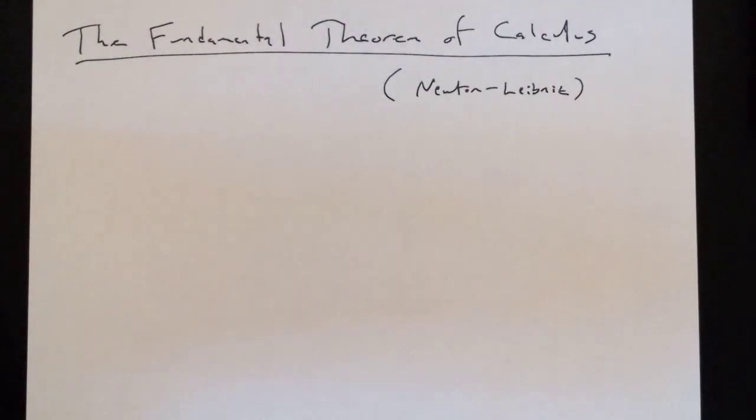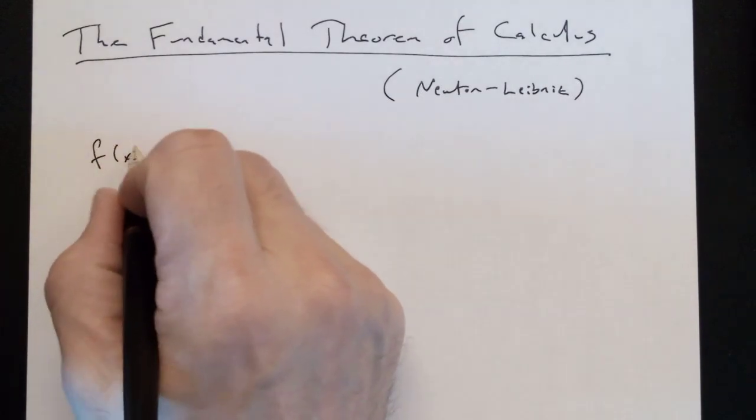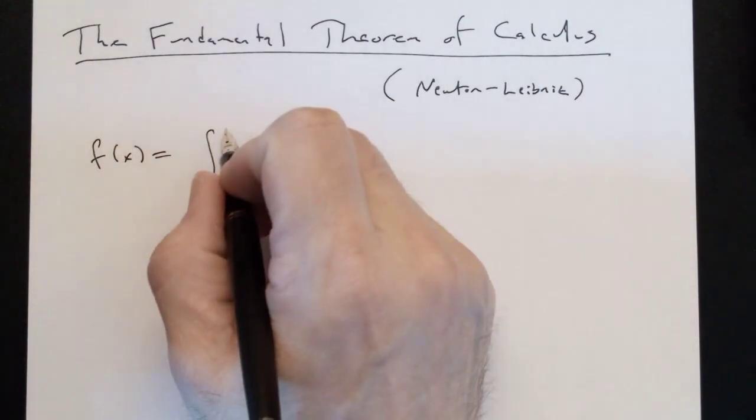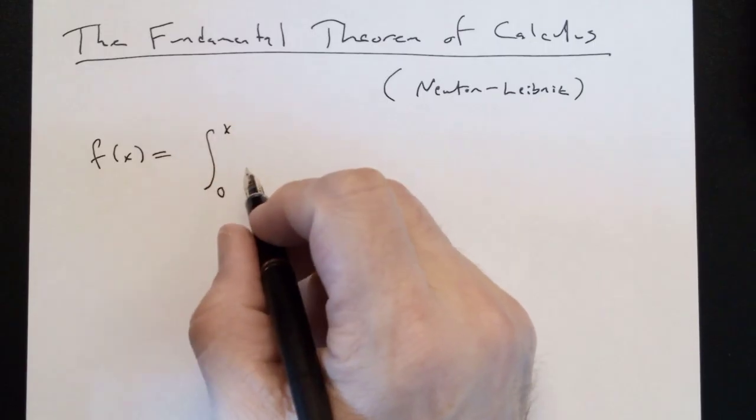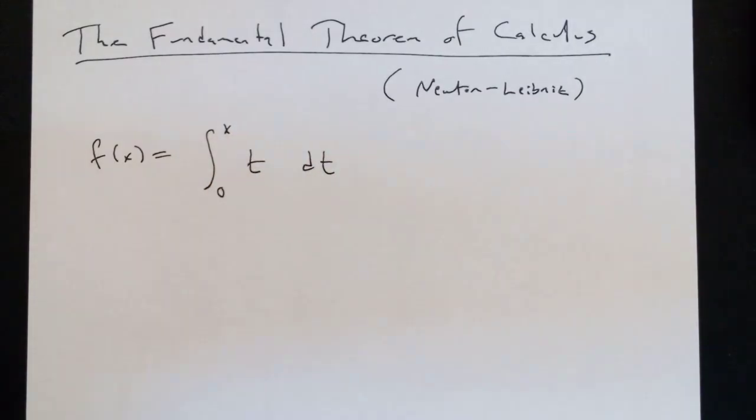I want to introduce you to the absolute best theorem in all of calculus in two different versions. I'll start with geometry again. I'm going to define a function as an area. F of x is defined as the area under the curve t. Okay, so we can't use x in both places, from 0 to x.